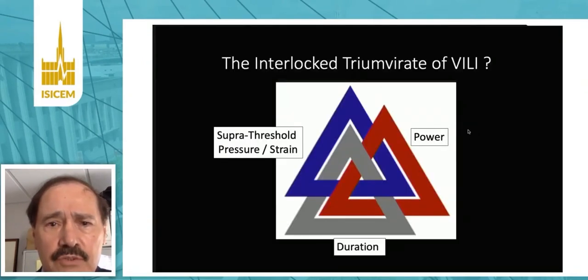So I want to emphasize with my last slide that a suprathreshold pressure and strain elements is necessary, power is necessary, and duration is necessary. They're an interlocked triumvirate of ventilator-induced lung injury. You don't get one without the other.